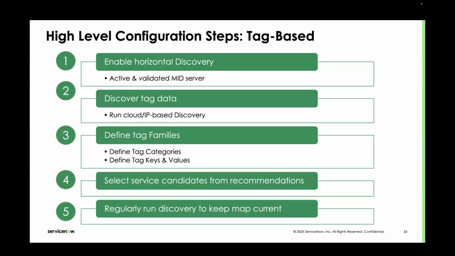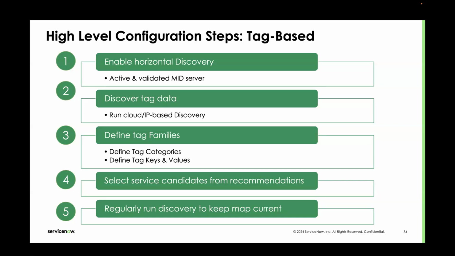So setting up our tag-based service maps, just like the first method, we want to enable horizontal discovery to ensure that our MID servers are active and populating the CMDB with configuration item data. Second, we want to utilize accurate tag data. That relies on having accurate tag data from our cloud resources. Without running cloud-based discovery, we won't have that necessary information from the tags to build out our service maps.